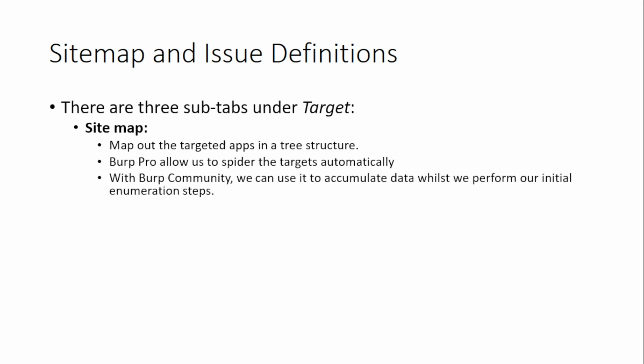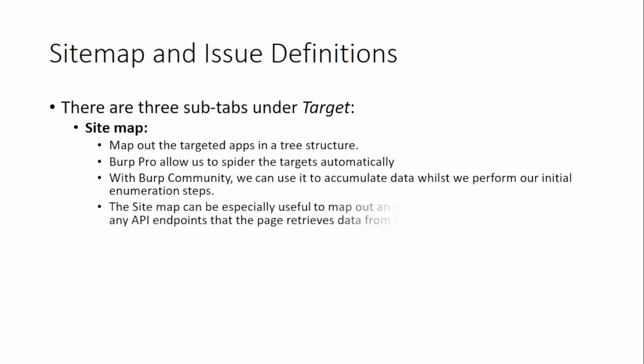However, with Burp Community, we can use it to accumulate data whilst we perform our initial enumeration steps. So the sitemap can be especially useful to map out an API, as whenever we visit a page, any API endpoints that the page retrieves data from whilst loading will show up here.